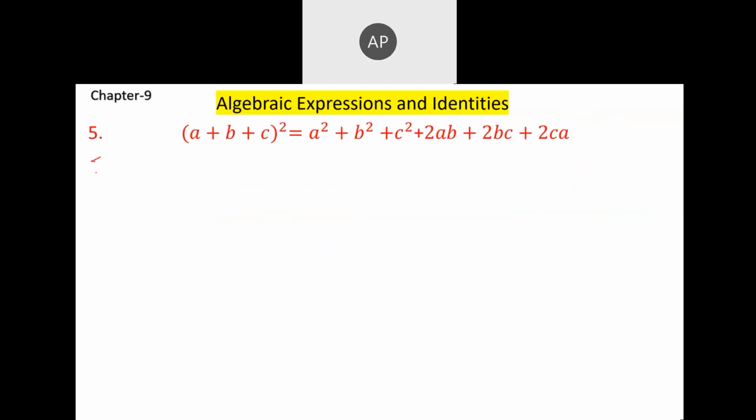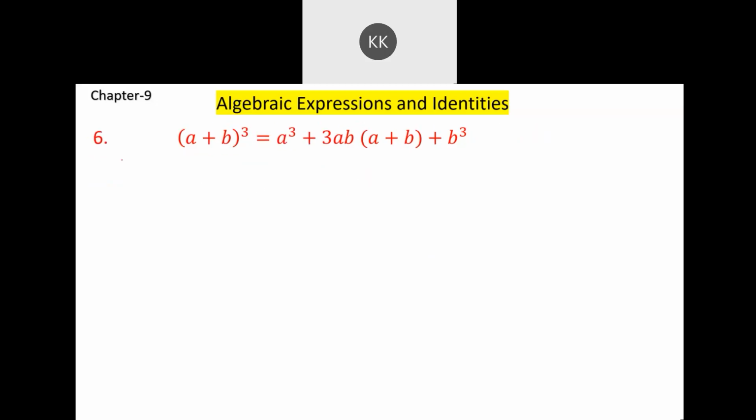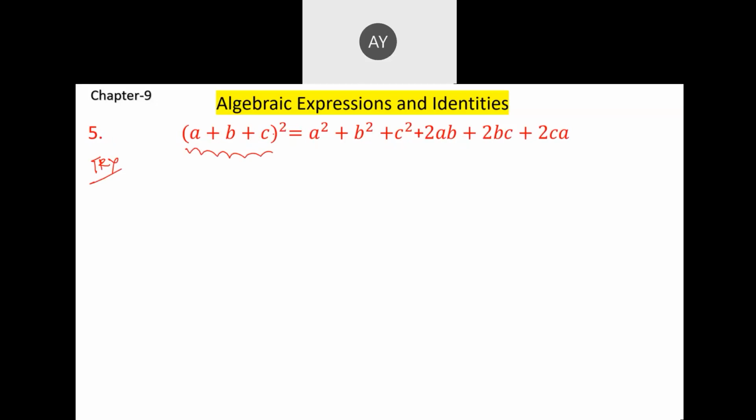Can you try this? The meaning of a plus b plus c whole square is it has to be multiplied twice. Trinomial into trinomial. So this identity, you will try a plus b plus c whole square.